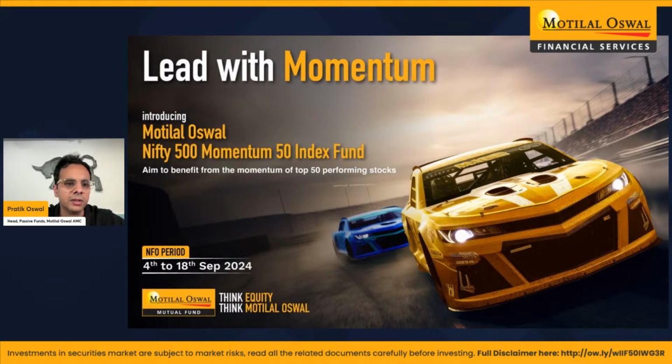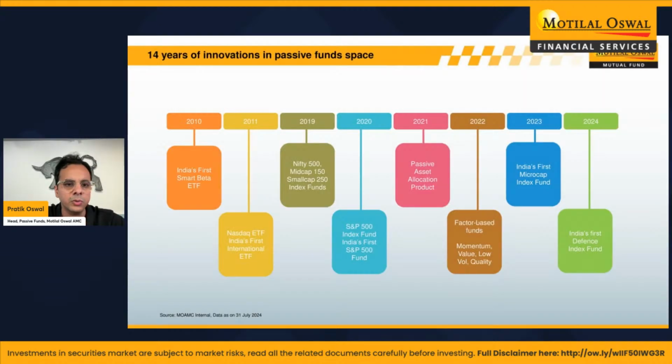To start off, just to reiterate, this is a passively managed fund. There is no fund manager who makes a call about which stock to buy or which stock to sell. We're just replicating the index. The index has 50 companies, and we will essentially have the same 50 companies in your portfolio. If the index does 25% this year, we would also aim to do the same. That's essentially what we're trying to do.